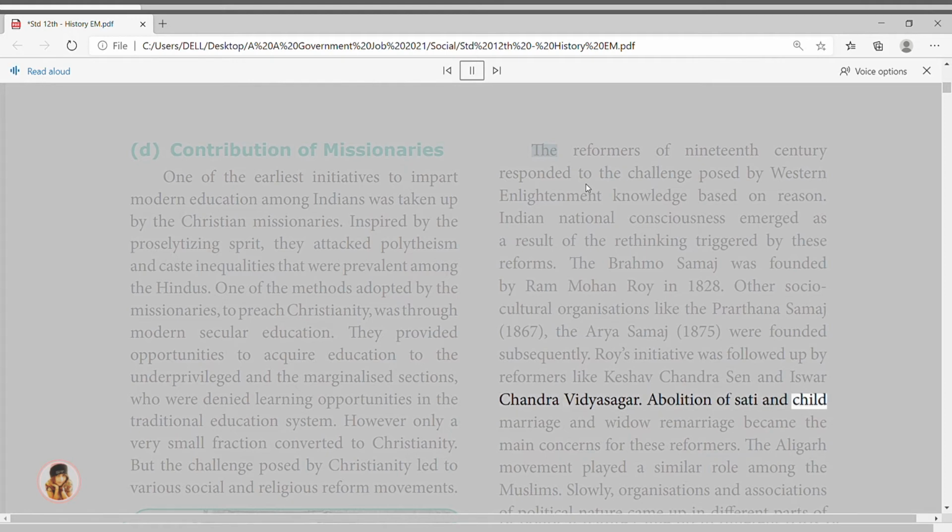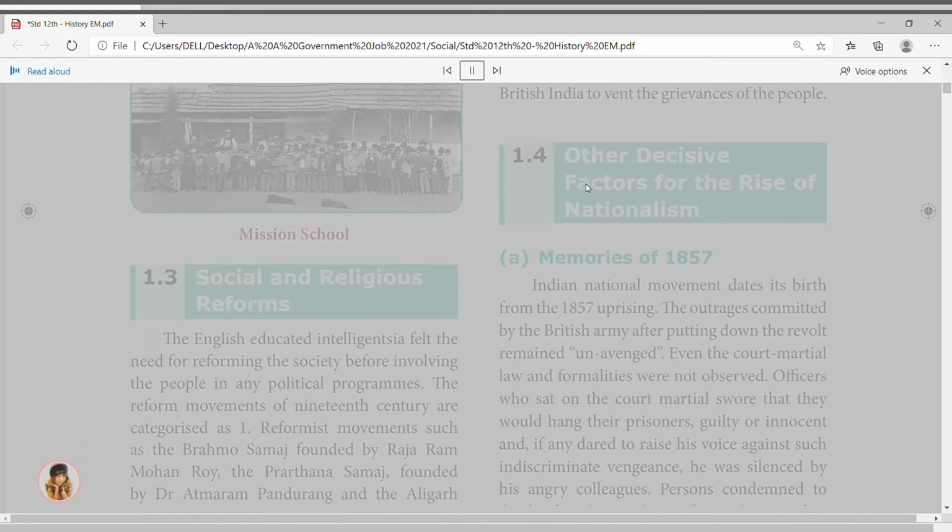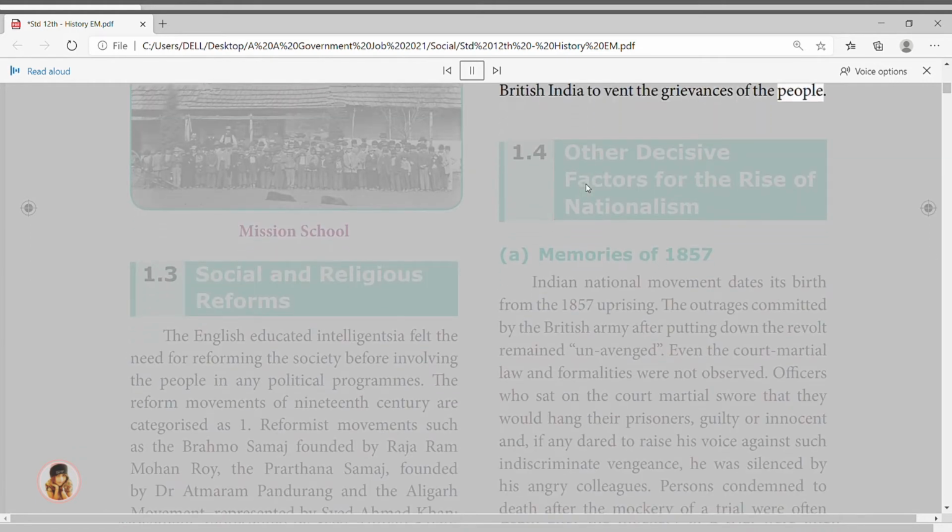Abolition of sati and child marriage and widow remarriage became the main concerns for these reformers. The Aligarh movement played a similar role among the Muslims. Slowly, organizations and associations of political nature came up in different parts of British India to vent the grievances of the people. Other decisive factors for the rise of nationalism.